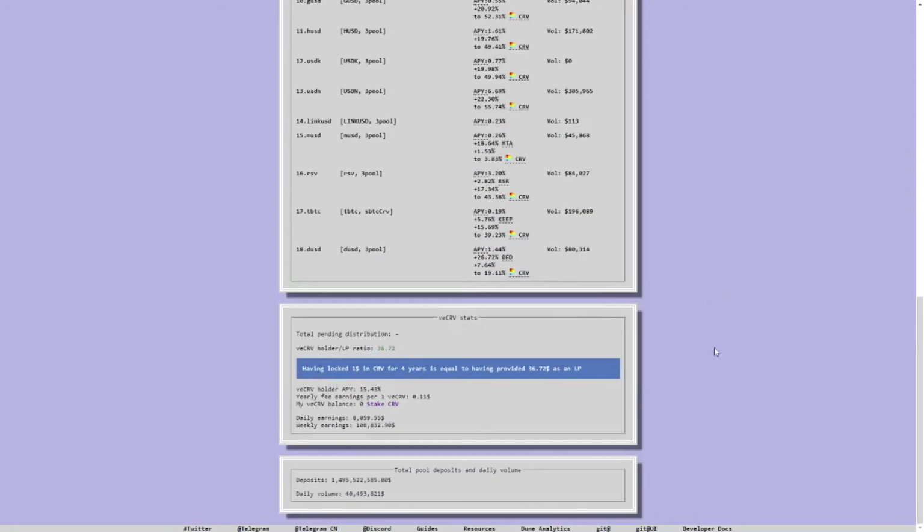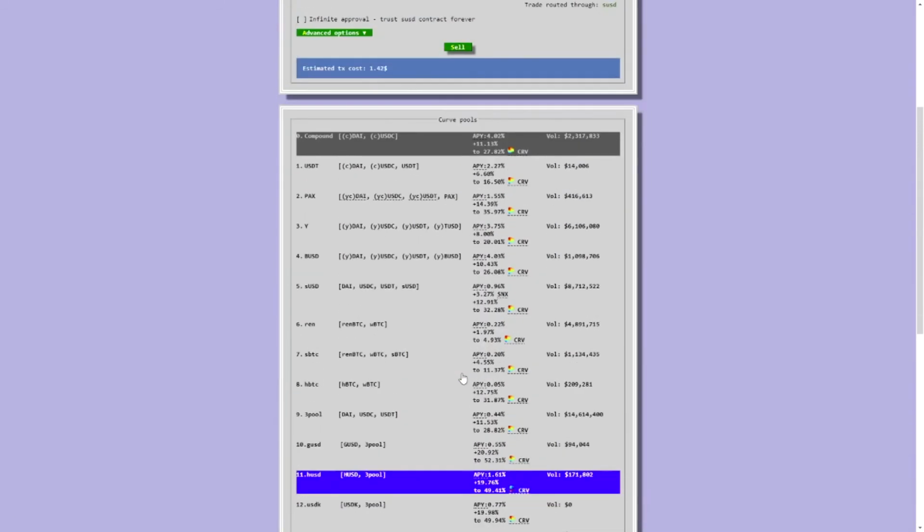And then when we scroll down the page, we see some CRV stats, which means veCRV is what you get when you lock up your CRV token, and they're basically doing a bit of a promotion and trying to incentivize you to lock up your CRV tokens. So let's give this a go.